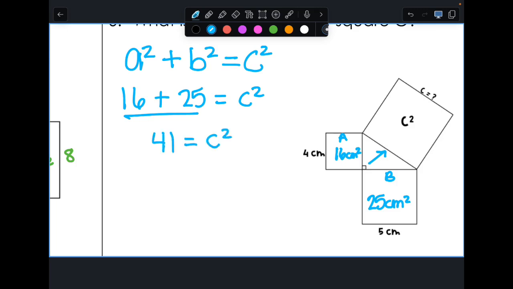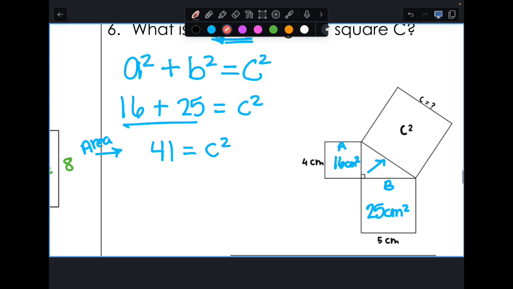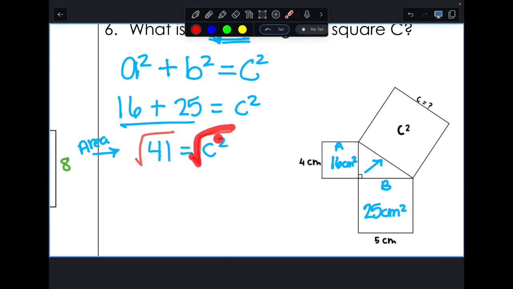Am I done? No, because remember, this represents the area. So take it one more step. We need to find the side. So to find the side, what do I do with 41? Take the square root. When you take the square root, what the square root does is it cancels out. Taking the square root cancels out that little 2. It gets rid of it. So when we get rid of the little 2, we're left with just C by itself, which is the side.